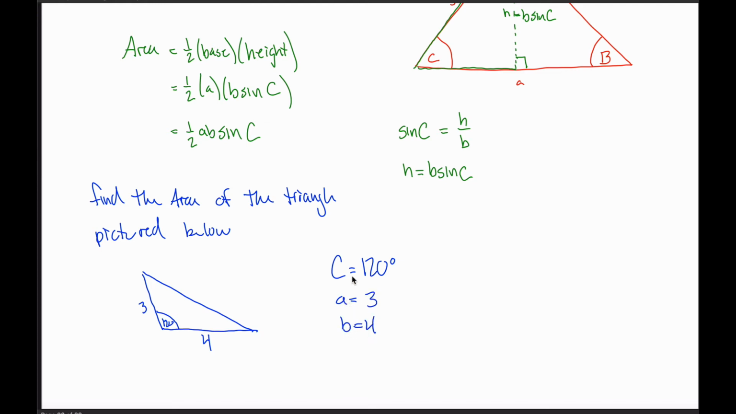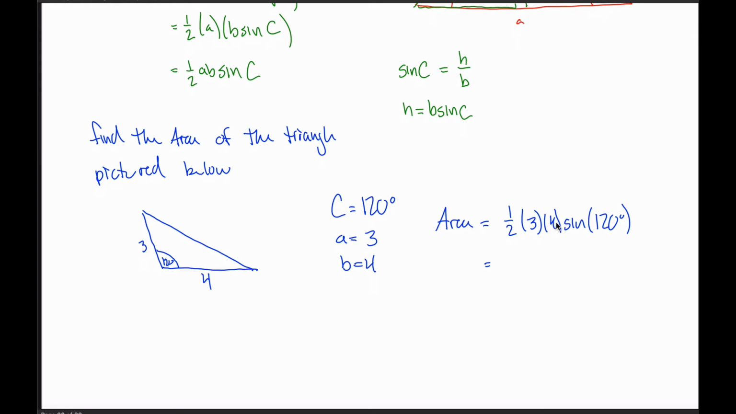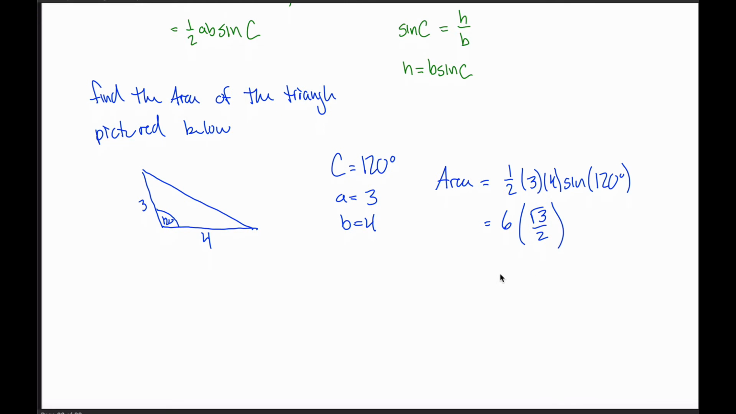We now have little a, little b, and capital C, which are all the ingredients that we need to come up with the area. The area is just equal to 1/2 times 3 times 4 times whatever the sine of 120 degrees is equal to. Well, 1/2 times 4 is 2, 2 times 3 is 6, so I get 6 times the sine of 120 degrees. The sine of 120 degrees, you might need to refer back to your unit circle, but I think what you'll see is it's the square root of 3 over 2. So 6 times the square root of 3 over 2, the 6 and the 2 make a 3, so I get 3 root 3 as the area of this triangle.